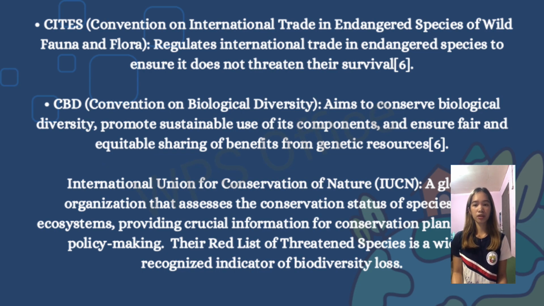So these are the international conservation efforts. First is the Convention on International Trade in Endangered Species of Wild Fauna and Flora, or CITES. It regulates international trade in endangered species to ensure it does not threaten their survival. The next one is the CBD, or the Convention on Biological Diversity. It aims to conserve biological diversity, promote sustainable use of its components, and ensure fair and equitable sharing of benefits from genetic resources. Lastly is the Aichi Biodiversity Targets, a set of 20 global targets under the CBD aiming for achievement by 2020. They address various aspects of biodiversity conservation, including reducing pressures on ecosystems, safeguarding species, and enhancing benefits from biodiversity.